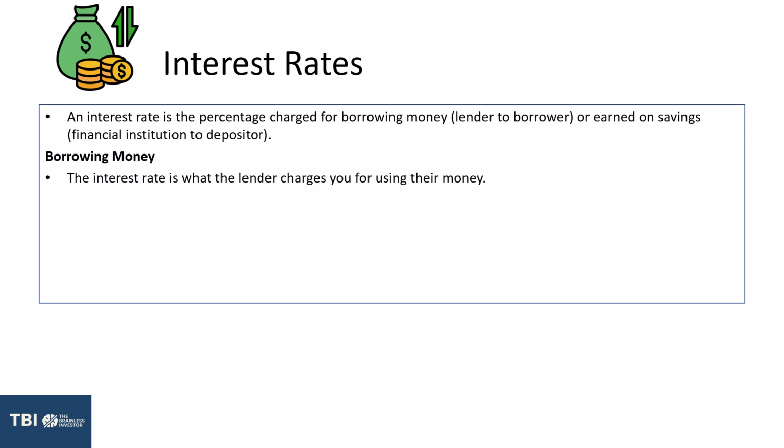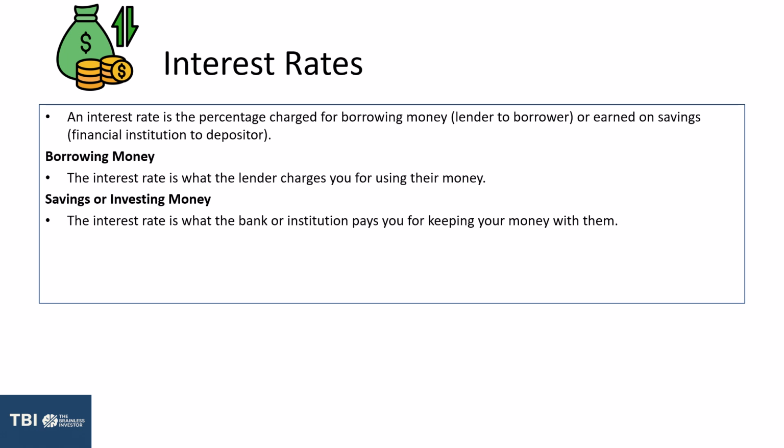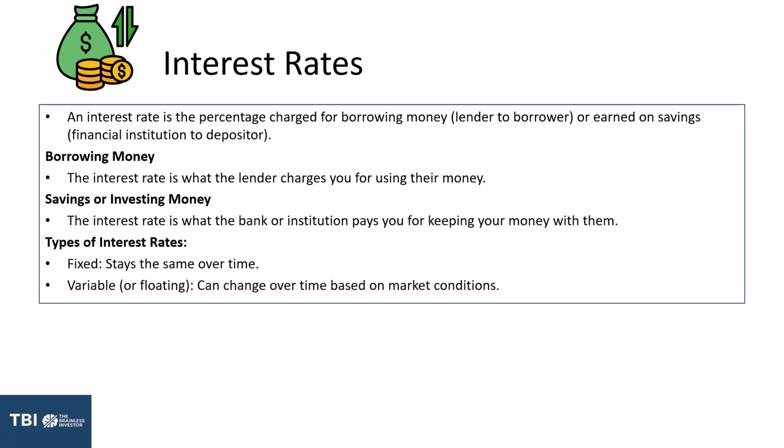So when borrowing money, the interest rate is what the lender charges you for using their money. For savings or investing, the interest rate is what the bank or institution will pay you for keeping your money with them. There are two types of interest rate: fixed interest rate, which stays the same over time, or variable or floating interest rate, which changes from time to time based on market conditions. However, in today's video, we will focus on fixed interest rate.